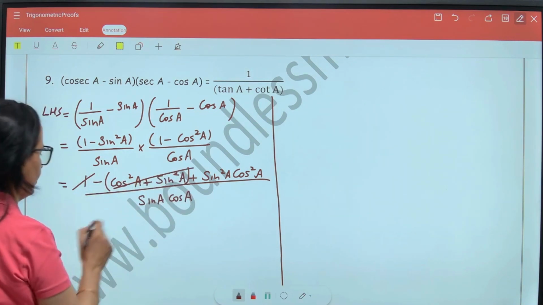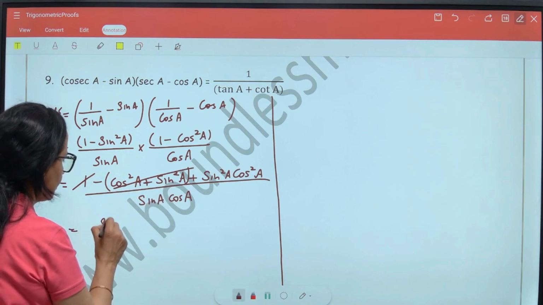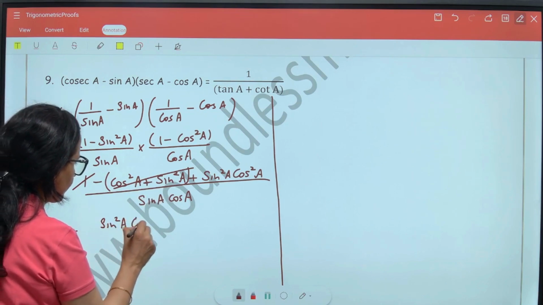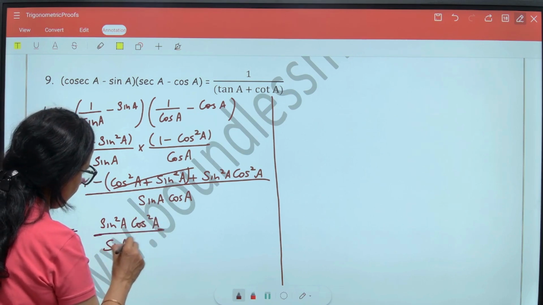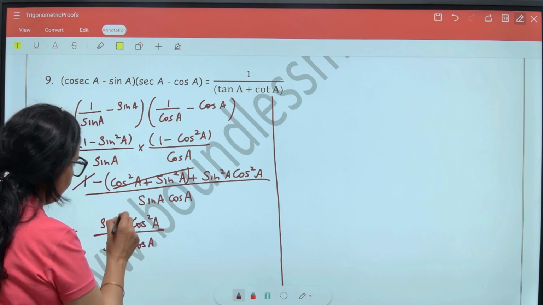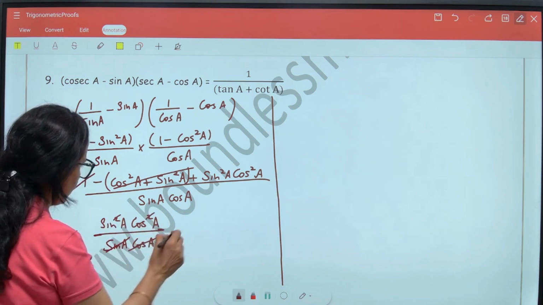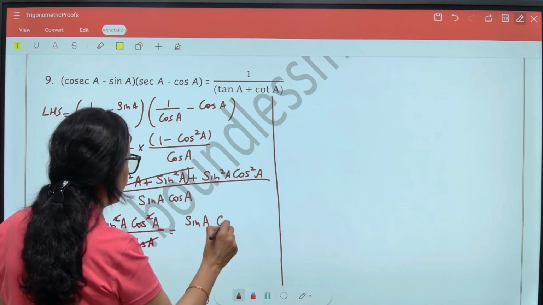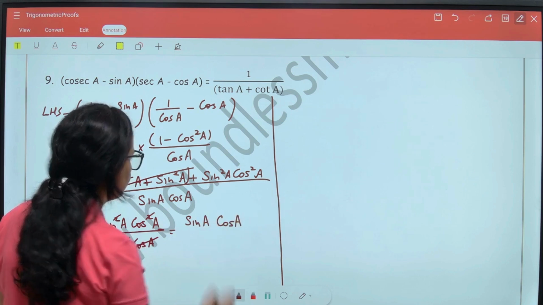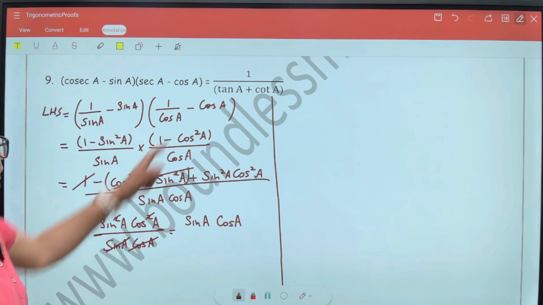So they go away. So what is left out is sin²A cos²A upon sin A and then cos A. One of the terms gets cancelled with the denominators and I am left out with sin A into cos A. Okay. Now let's have a look at the right hand side.